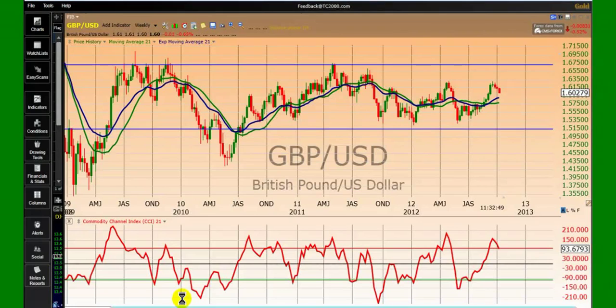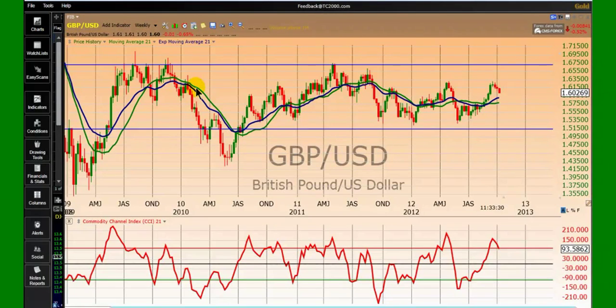Let's get started. So here we have our CCI, we are on the weekly chart, and we are looking at the pound-dollar currency pair on the weekly chart. Very important. I want you to pay attention to the CCI. The CCI is comparing the price to a moving average. So right here, I'm using the CCI 21, which is telling me that, in fact, the CCI 21 is comparing the price to the exponential moving average 21.